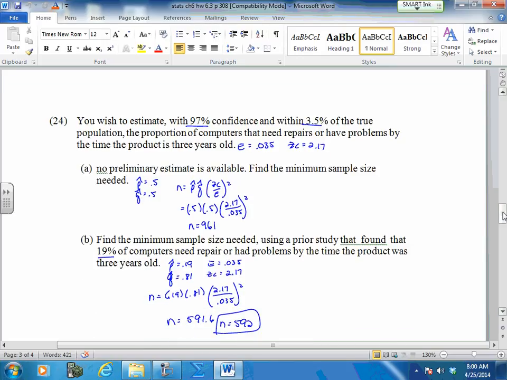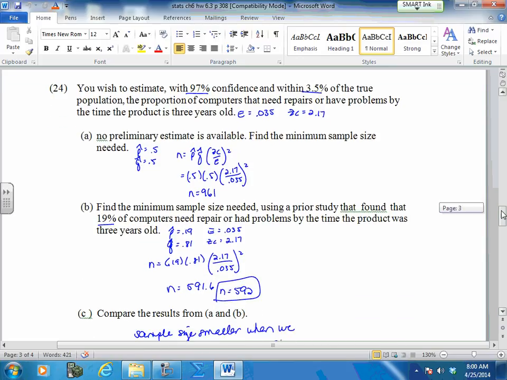All right, 24. Say you wish to estimate, within 97% confidence and within 3.5% of the true population proportion, the proportion of computers that need repairs or have problems by the time they are 3 years old. That would probably include mine. You get by the warranty, and as soon as your warranty is over, your computer's bugging.